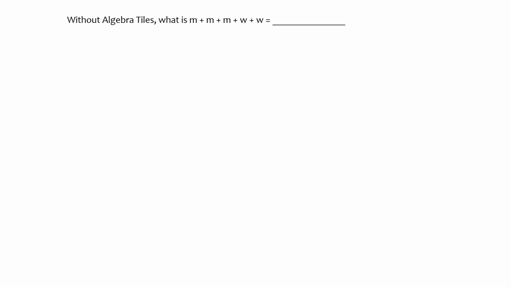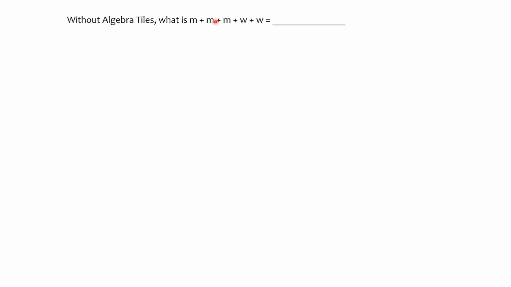Okay, now we're back to your handout here. This is the last slide. Without the algebra tiles, what is m plus n plus n plus w plus w? So they don't have to be x's, they can be any letter. But what's important is that you recognize that the m's and the w's are different. If the m stands for marshmallow and the w stands for wheat, we can't put those two things together.